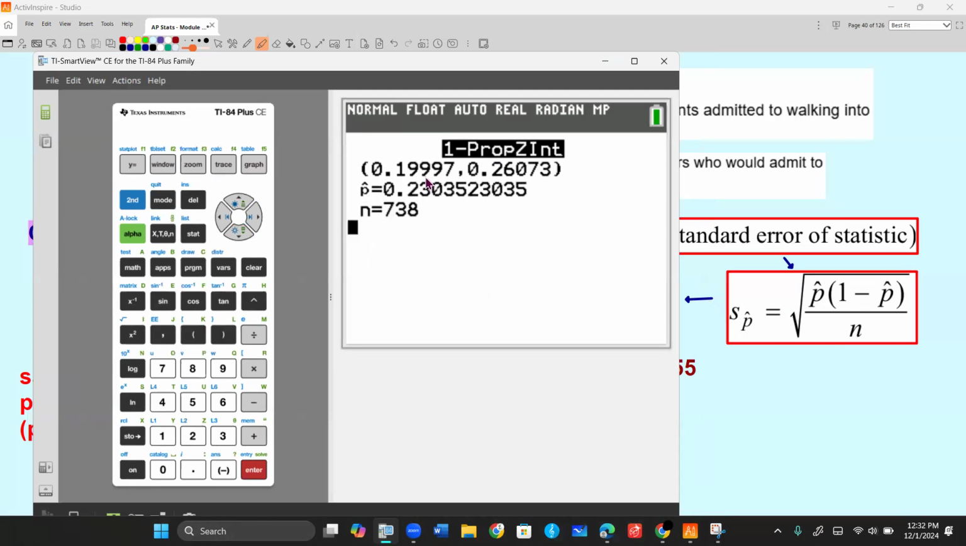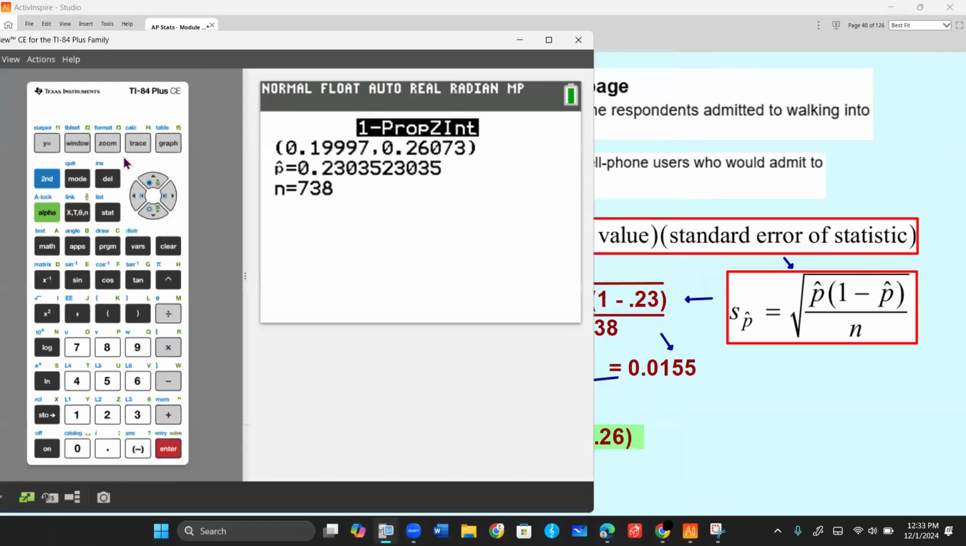It'll be rounded to sometimes 3, 4, 5 decimal places, depending on how the calculator rounds it. In this case, I said about 20 to 26%, and our calculator says 19.997% to 26.073%. So really close by hand that we got it. This p hat is your sample proportion at about 23%, and it gives you the sample size. So everything is in there.